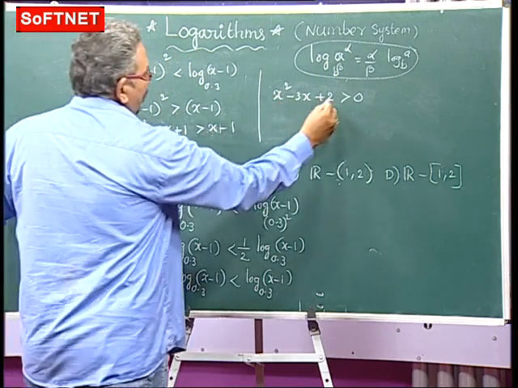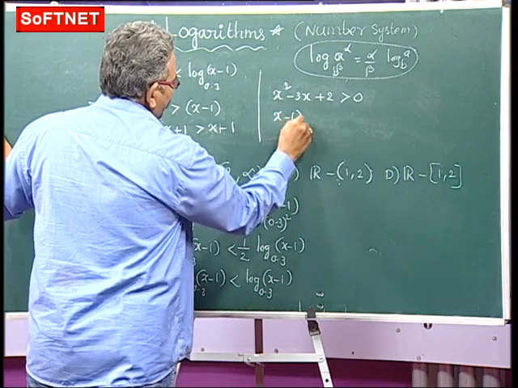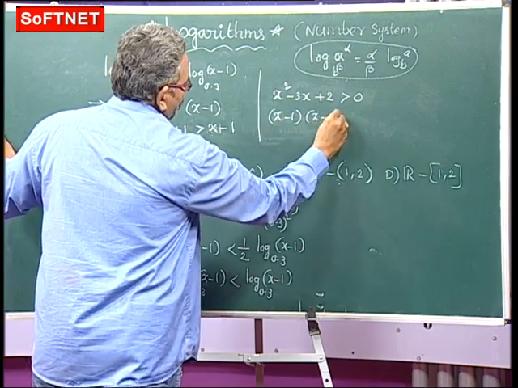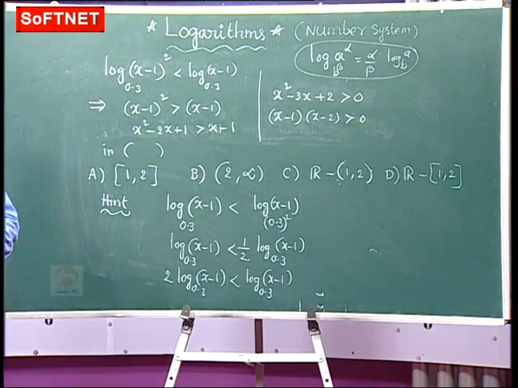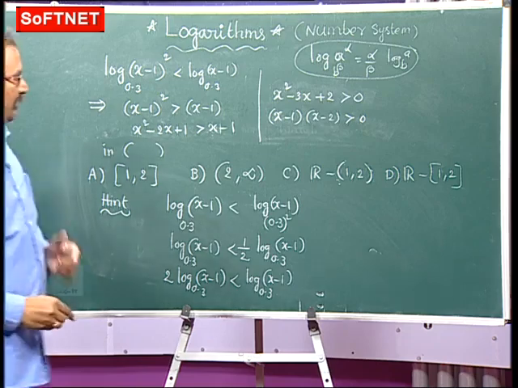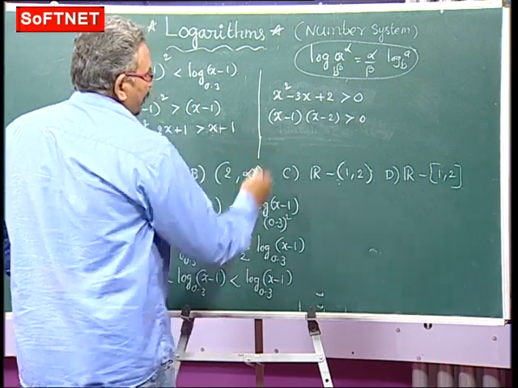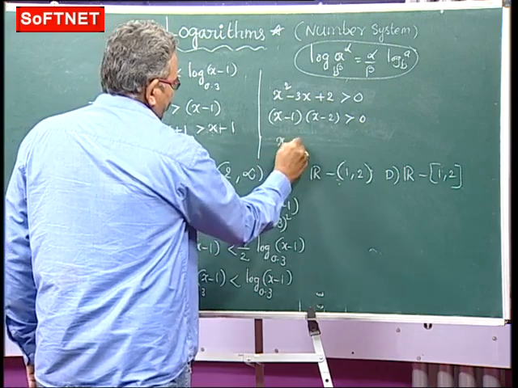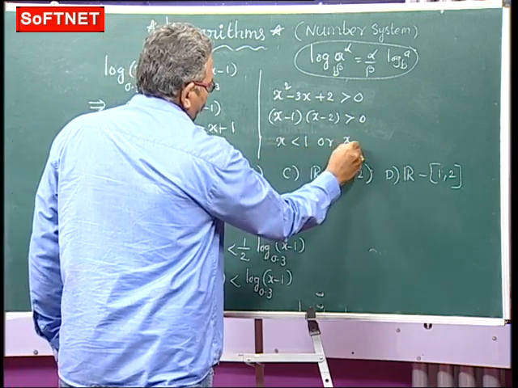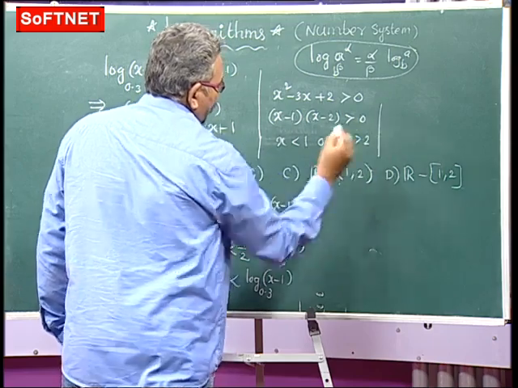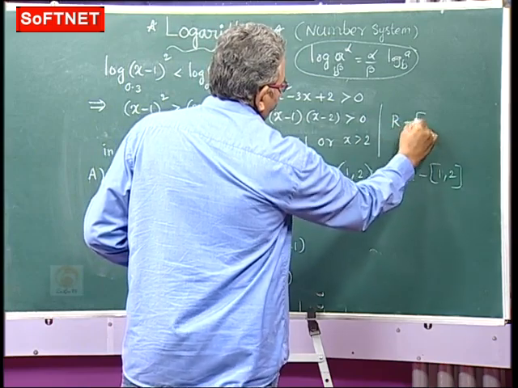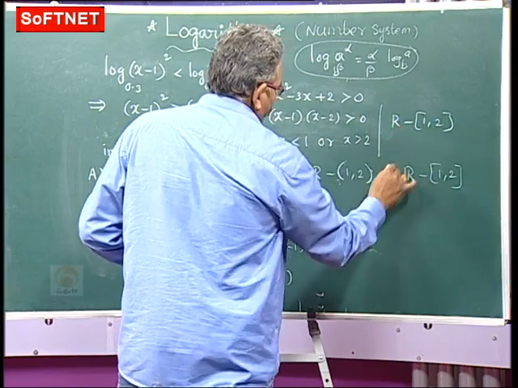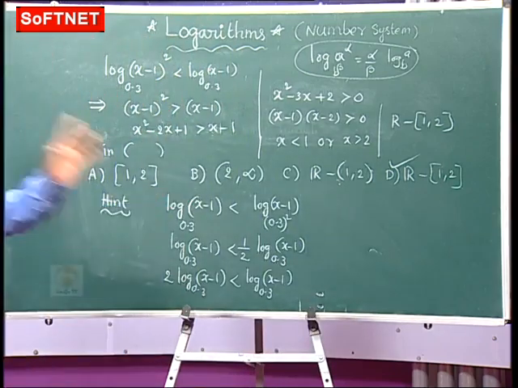So, we have to solve this quadratic inequation. We know these factors are x minus 1 into x minus 2. That means x does not lie between 1 and 2. X does not lie between 1 and 2 means here either x less than 1 or x greater than 2, or this can be rewritten as R minus closed 1 comma 2. So, D will be the right option.